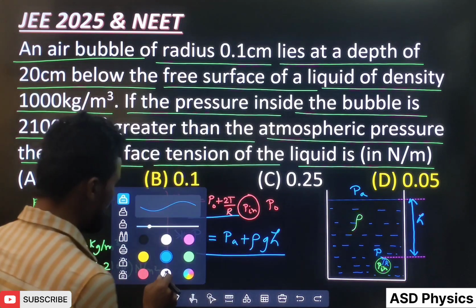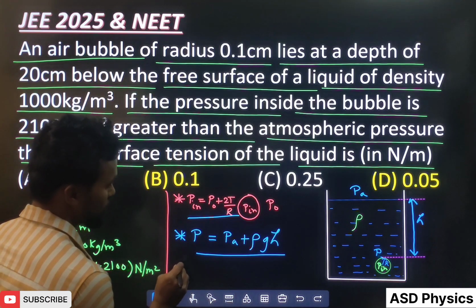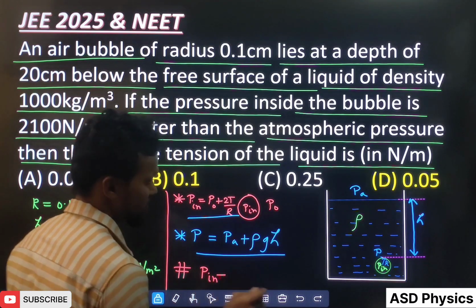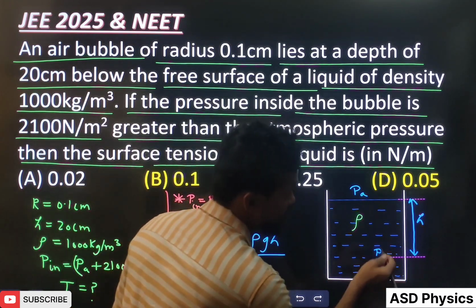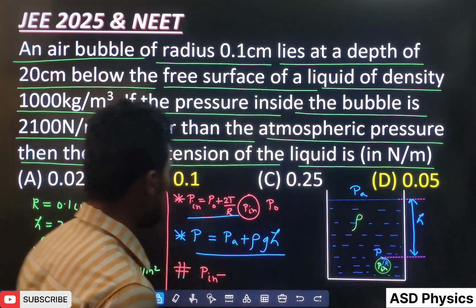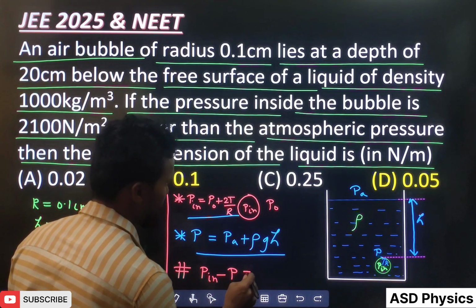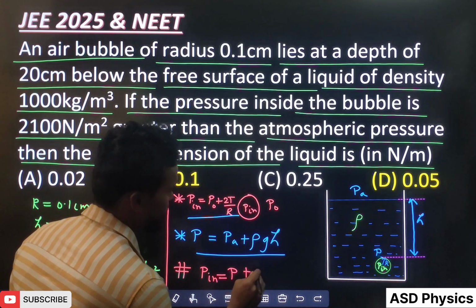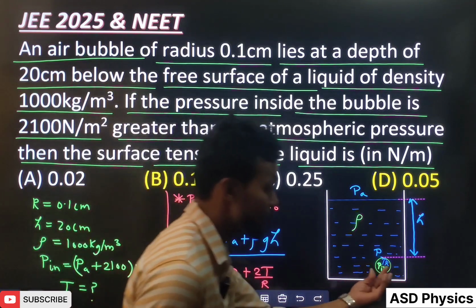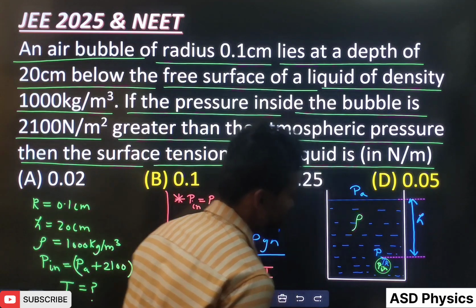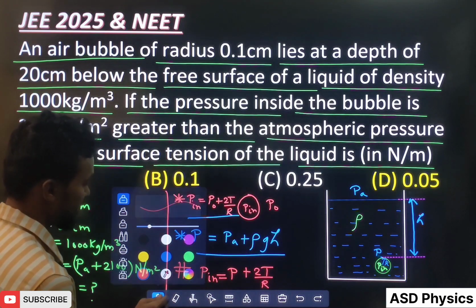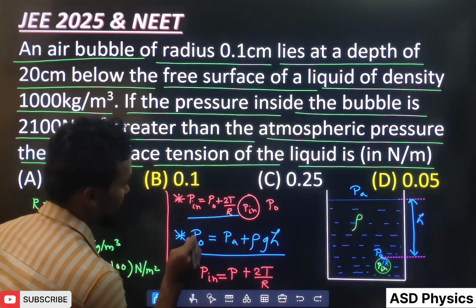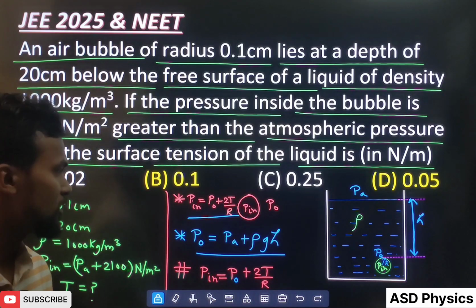Now if we write the equation according to our situation, P in is the pressure inside the bubble, and just outside the air bubble the pressure I have taken is P. So I can write P in equals P plus 2T by R. And if you want, you can also write this pressure as P naught, not a problem.